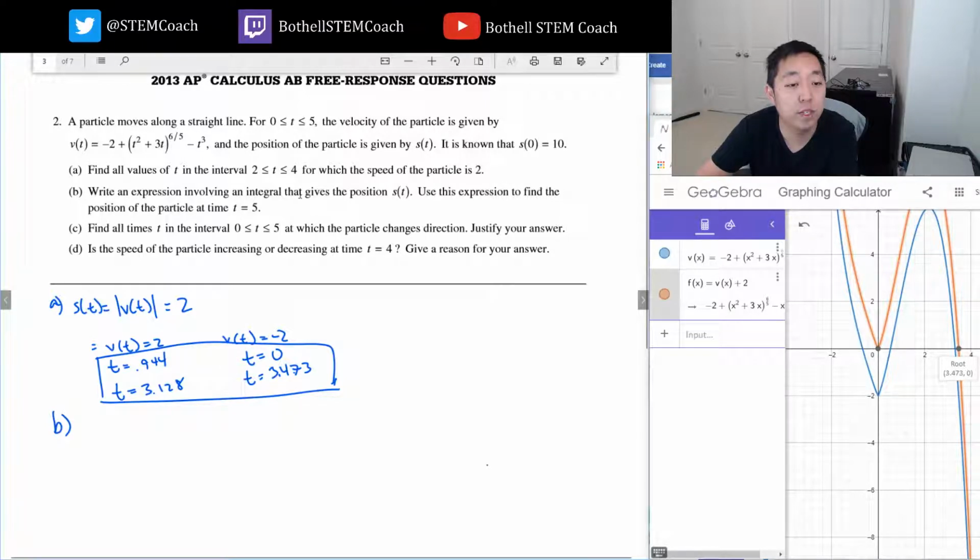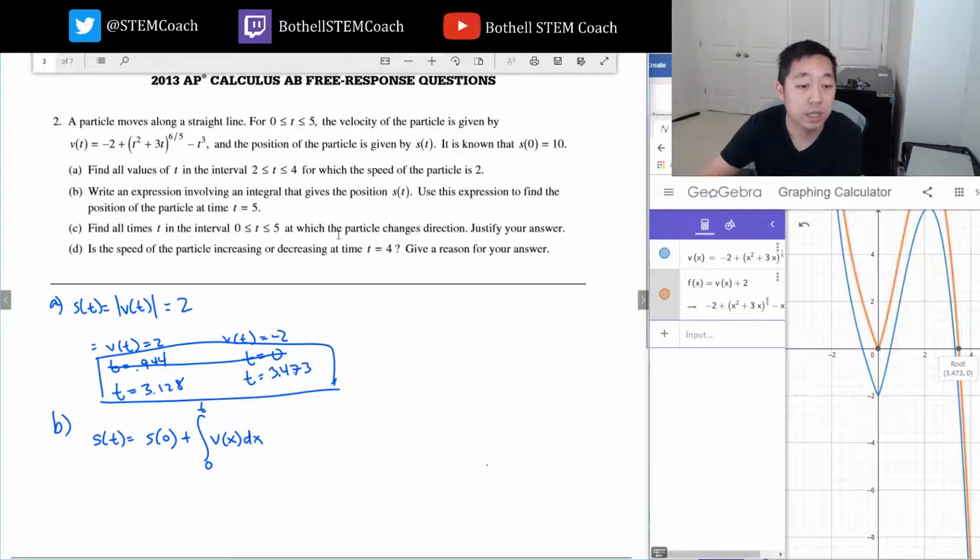Write an expression involving an integral that gives the position s of t. s of t is always s of 0, where I start off, plus the integral from 0 to t of the velocity. I'll write v of x dx, because I use a different variable here. Oh, sorry, in part A they want it in the given interval, so they don't want these values. They just want these 2 here. My bad, I just caught this interval question, so they only wanted these 2.